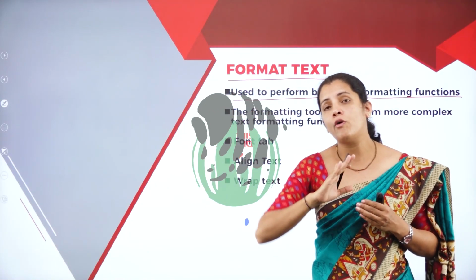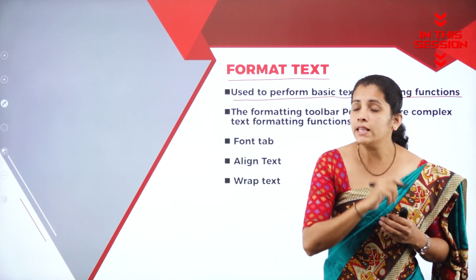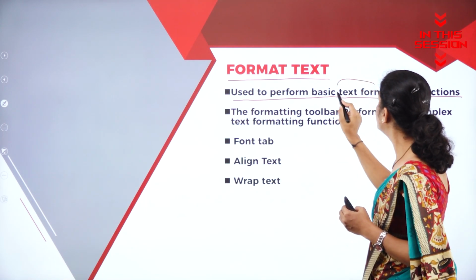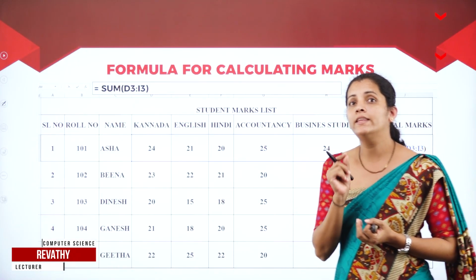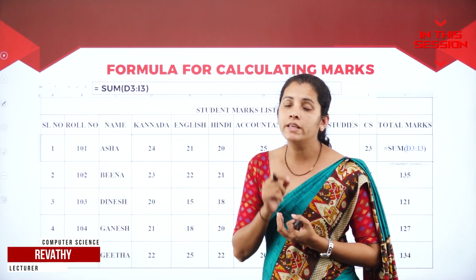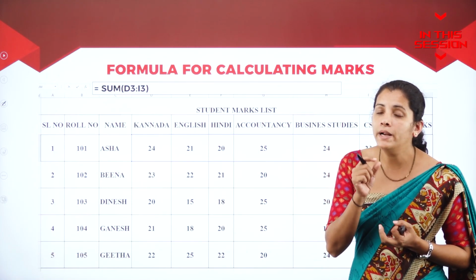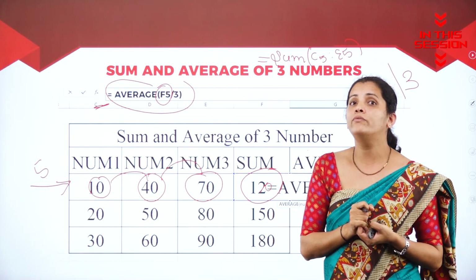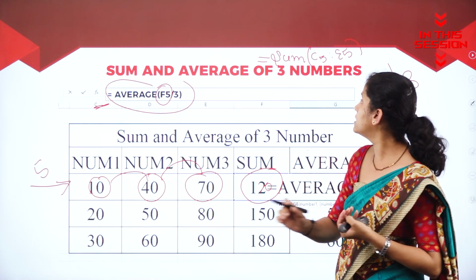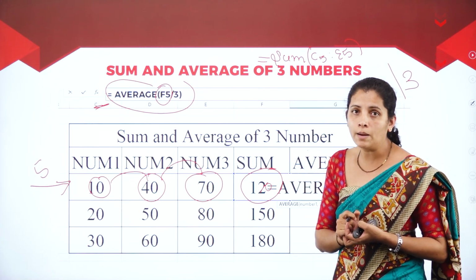Suppose you want to format your text which is in the cell. To do that, we are going to have the option that is the text formatting function. The user can write their own formulas in the Excel sheet, or they can use the built-in formulas. How can I find the average of three numbers? That is nothing but summation divided by the total number of numbers.